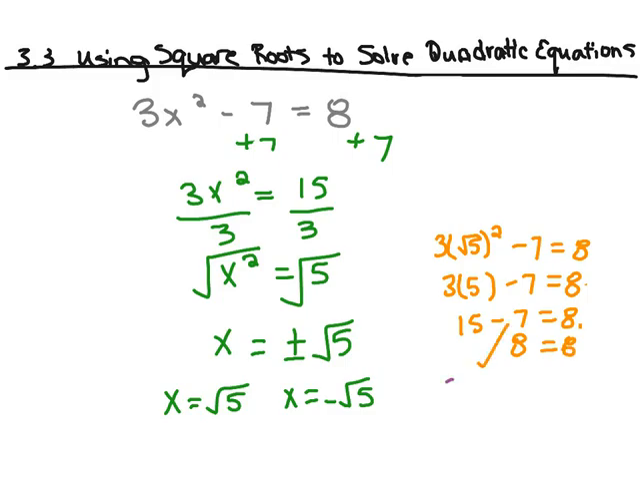And if you do it with a negative, negative root 5 times negative root 5 is 5. So we get the same answer. So both of these solutions work.